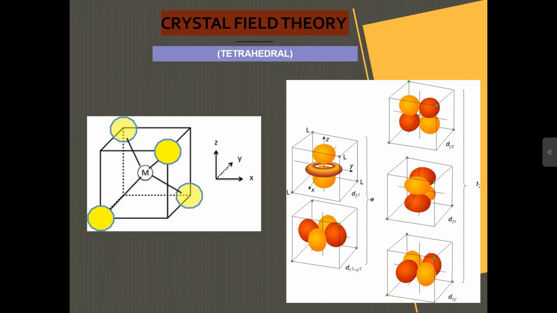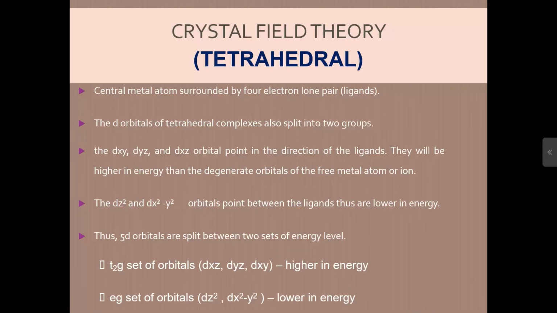Next we are going to look into the tetrahedral complex. Tetrahedral means that the central metal atom is surrounded by 4 electron lone pairs. The d orbitals of the tetrahedral complex also split into 2 groups. The dxy, dyz and dxz orbitals point in the direction of the ligands, so they will be higher in energy than the degenerate orbitals of the free metal atom or ion. Because these orbitals point in the direction of the ligands, the ligands come close to those orbitals. That is why they have higher energy compared to the free metal atom.